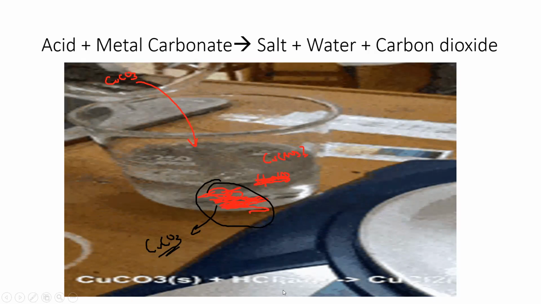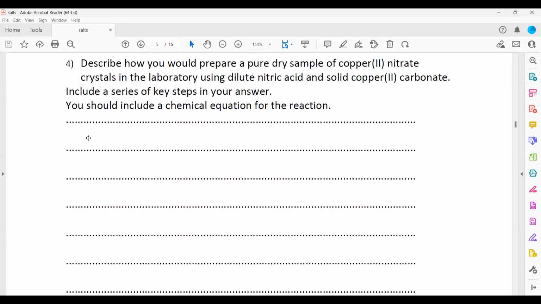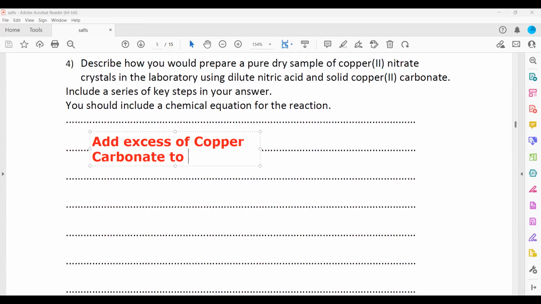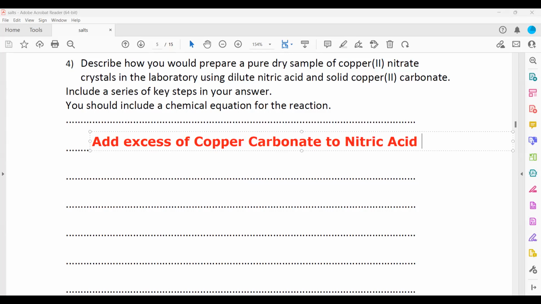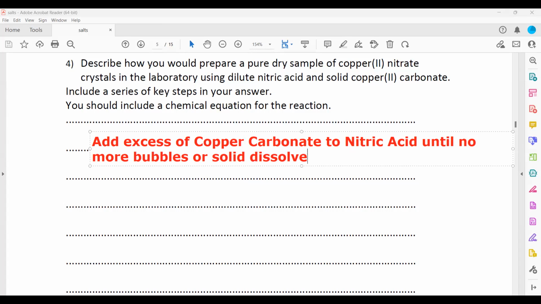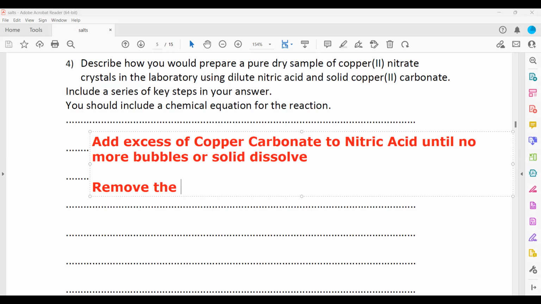So we'll add excess of copper(II) carbonate to nitric acid until no more solid dissolves. Then we will remove the unreacted copper carbonate by filtration.